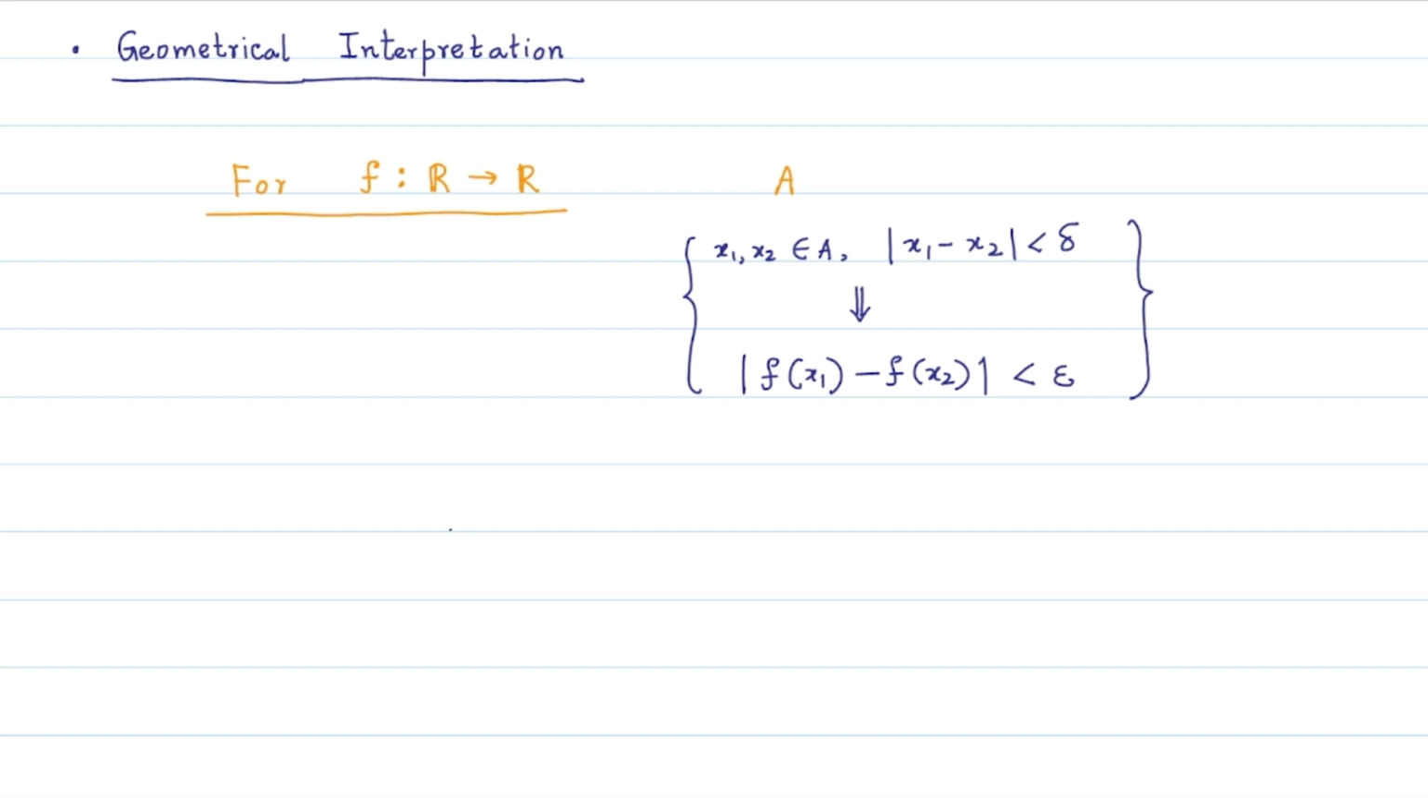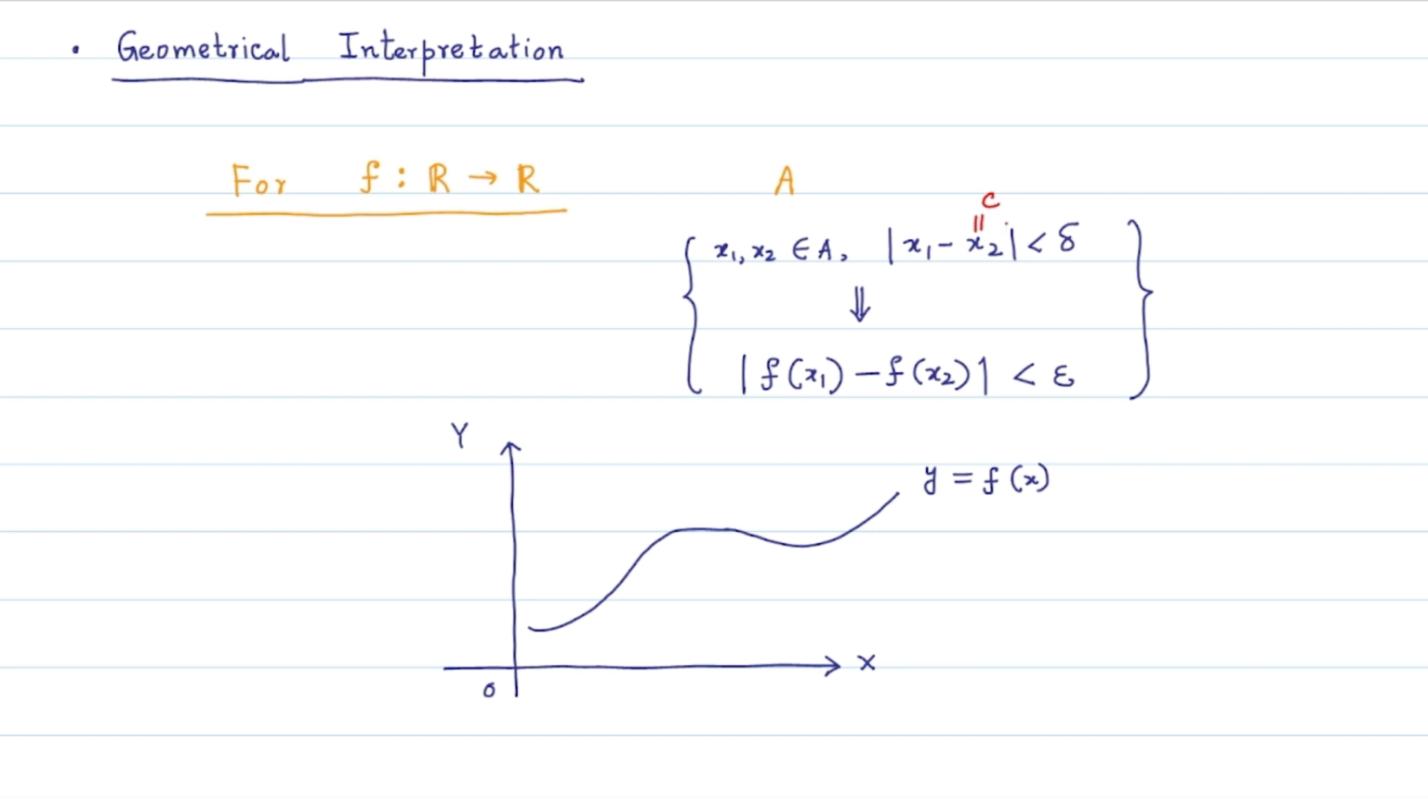Let us relate this observation to the graph of the function in the xy plane. Let's suppose this is the graph of the function y equals f(x), and fix our attention on some specific point in the set capital A. Let's suppose we fix x2 to be some point, say small c, inside the set capital A, and suppose the location of c is somewhere over here. Now we look at this inequality, which gives us the range c minus delta to c plus delta, and this inequality gives us the range f(c) minus epsilon to f(c) plus epsilon.